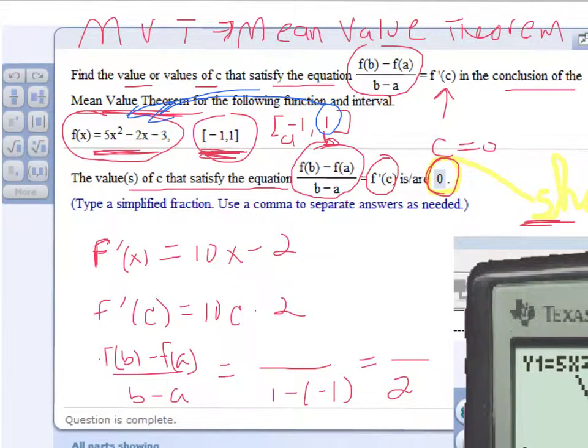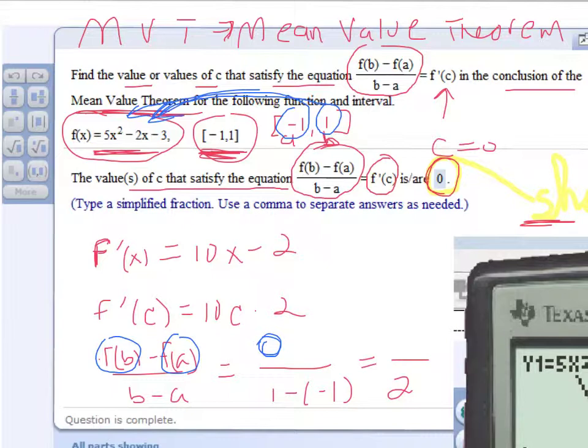So, 5 times 1 squared is 5, and 2 times 1 is 2, so 5 minus 2 is 3, and 3 minus 3 is 0. So I'm just going to lead you to investigate that f of b will come to be 0. Then try f of a, function evaluated at a. Okay, now let's take -1, store that into the original function.